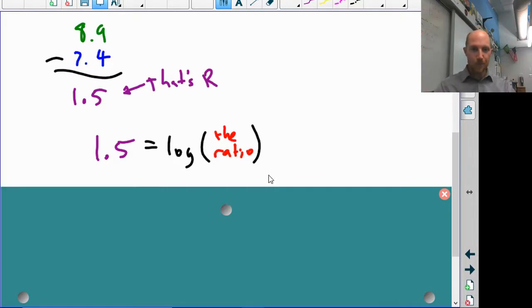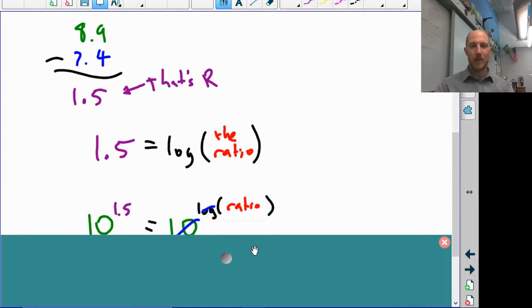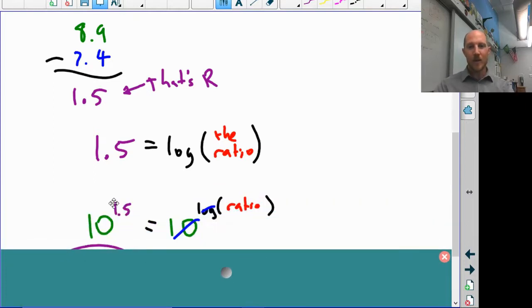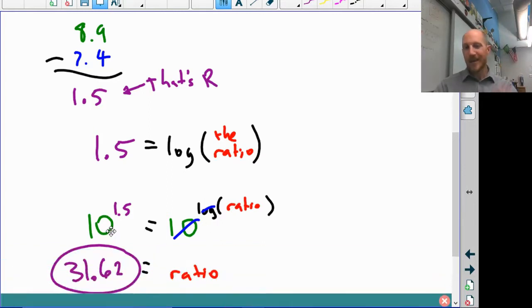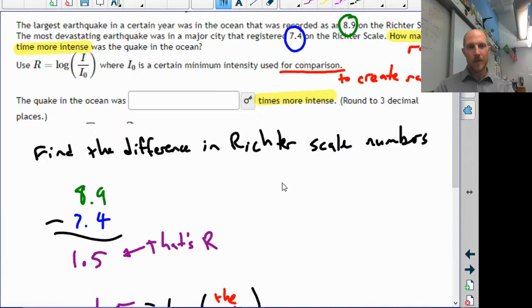That's our answer. Okay, so all we need to do is get rid of the log, right? Raise everything as a power of 10. 10 to the power of 1.5 equals this ratio, right? The logs and the powers of 10 are inverses and cancel. Calculate 10 to the power of 1.5 on my calculator. It's 31.62. Final answer.